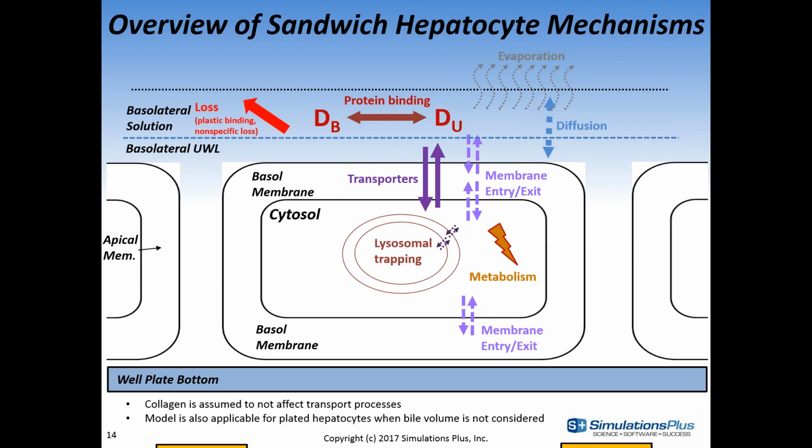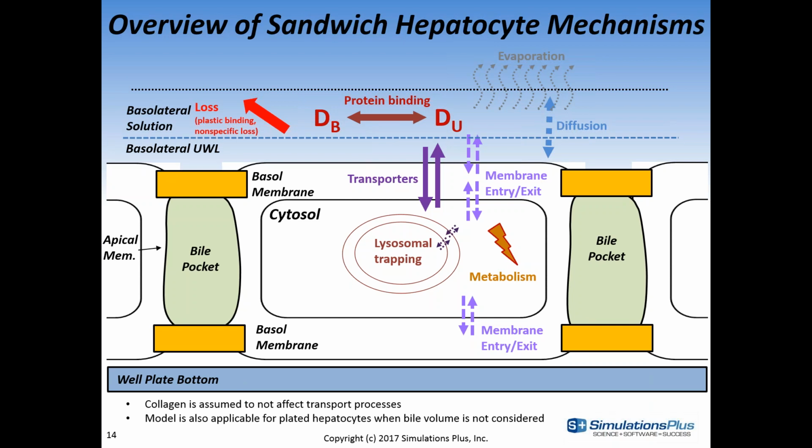What we have added, though, is now we have bile pockets that are sandwiched there in the apical membrane, between the apical membranes of adjacent cells. And then we can have passive transport from the cytosol into the bile pocket through just passive mechanisms. And then, of course, we can have efflux from the cytosol into the bile, so biliary excretion. And again, protein binding in the cytosol is added.